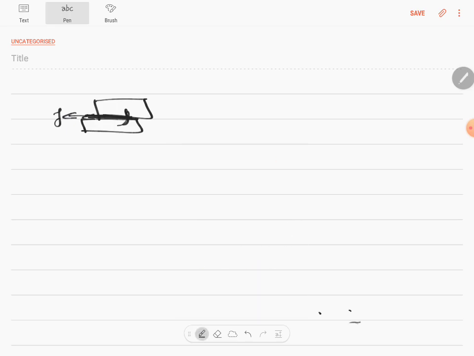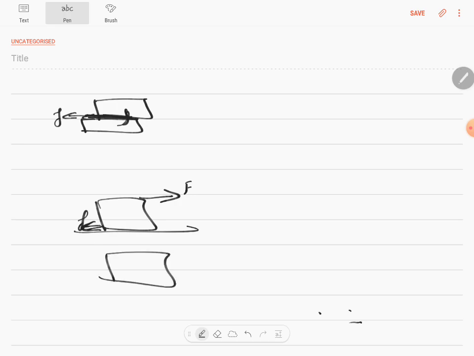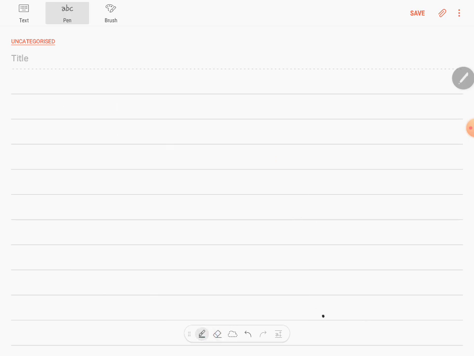So let's take a block. Supposing you're applying a force in this direction, then the frictional force will be in this direction. Okay, so if you're applying a force in this direction, the frictional force will be in this direction. So let's take a block on the table.